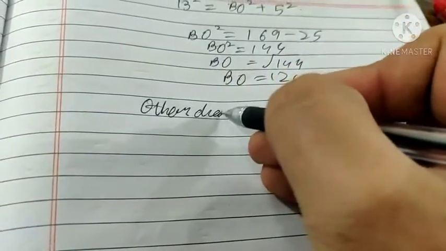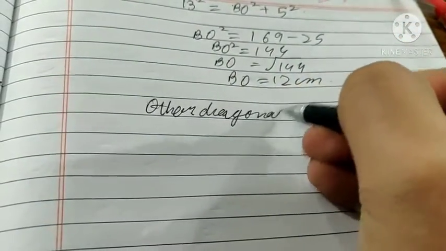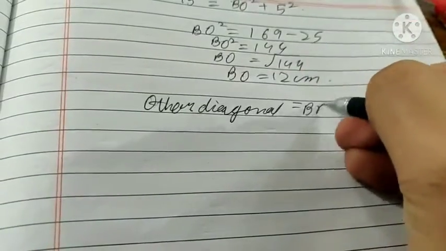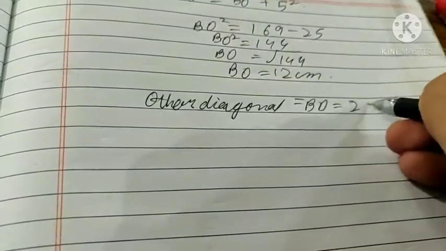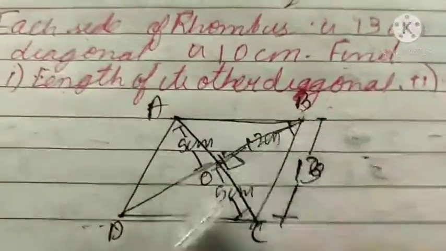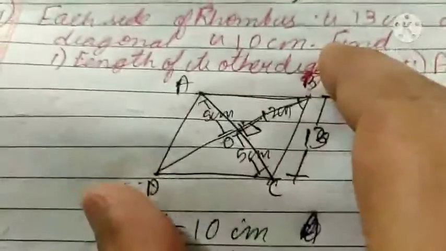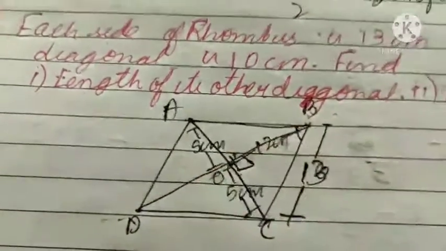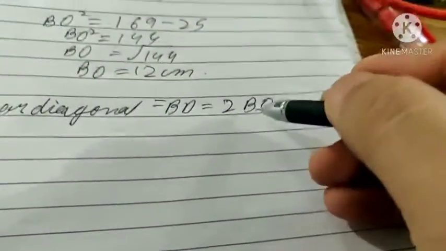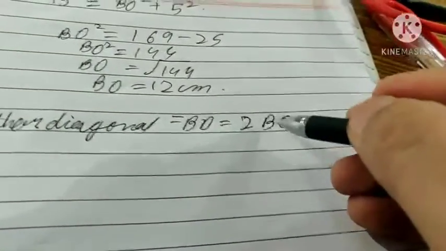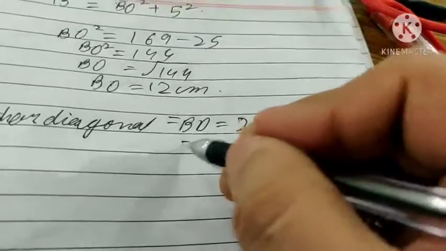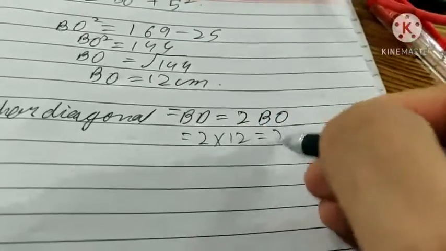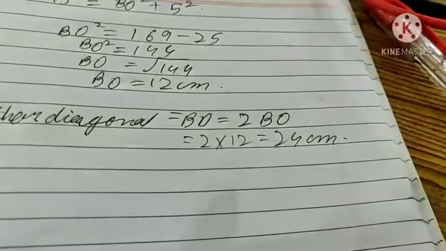Other diagonal is equal to BD, and BD is 2 times BO, which means BO is half of BD. BD and BO is half of this complete line, as this is bisected at O. Bisect means cut it into equal halves. So these were equal, so double of this small side will be equal to the complete diagonal, that is 2 into 12, that is 24 centimeter.